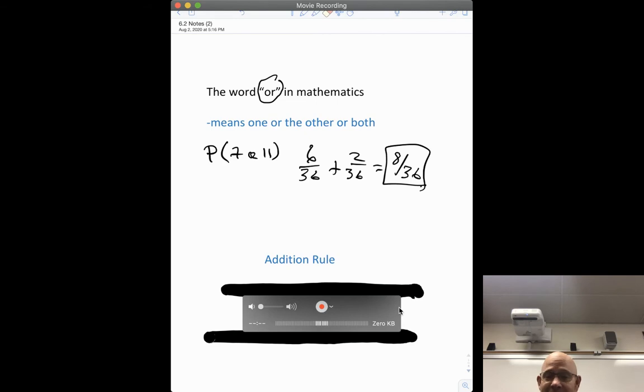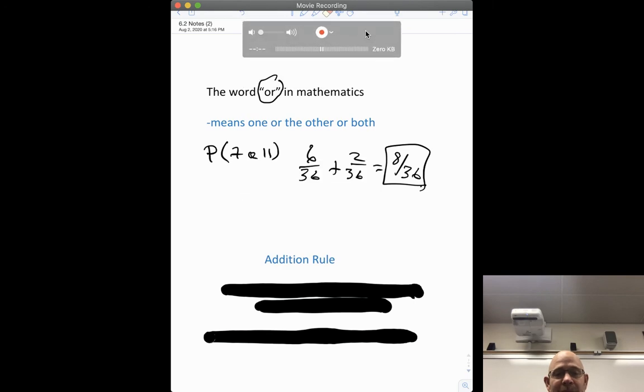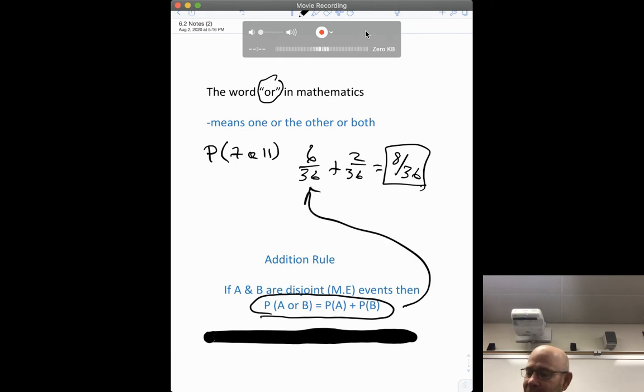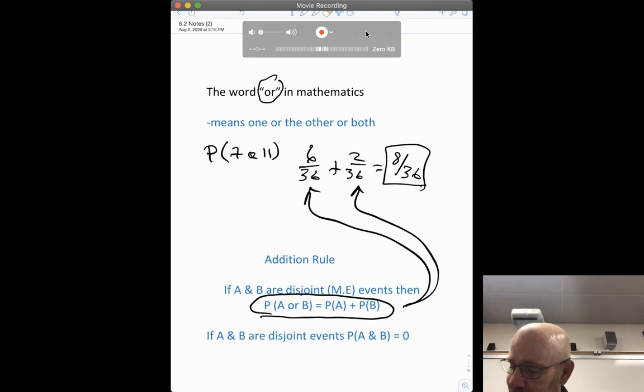So the addition rule, which is actually on your note sheet, says this. This is exactly what you did last night. If you have two events, A and B, and they're disjoint or mutually exclusive, which again means they both can't happen at the same time, like the 7 and 11. You can't roll a 7 and 11 at the same time. Then the probability of A or B is equal to the probability of A plus the probability of B. Exactly what I did right up here, adding the probability of 7 plus the probability of 11. Only works, though, because they are mutually exclusive, all right?